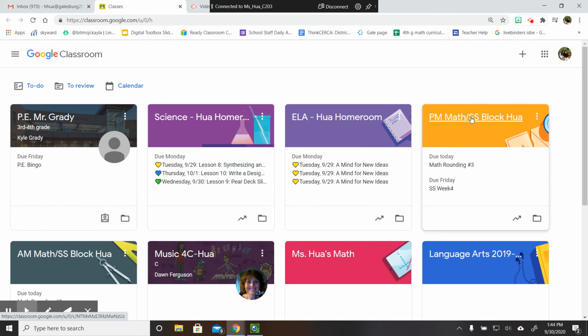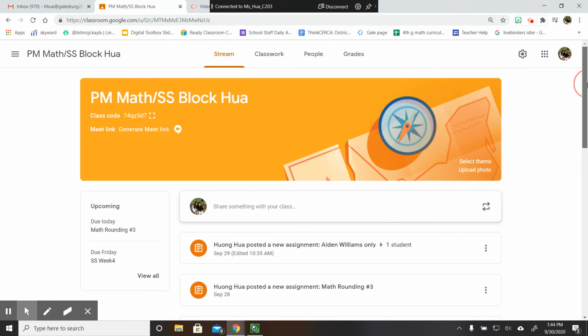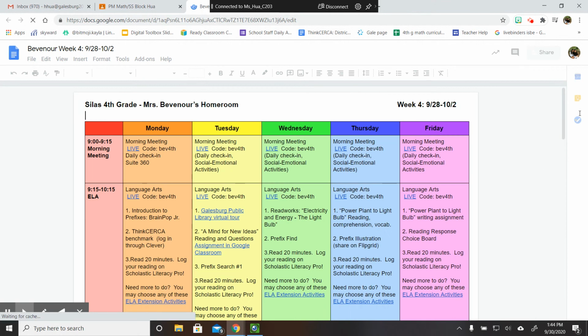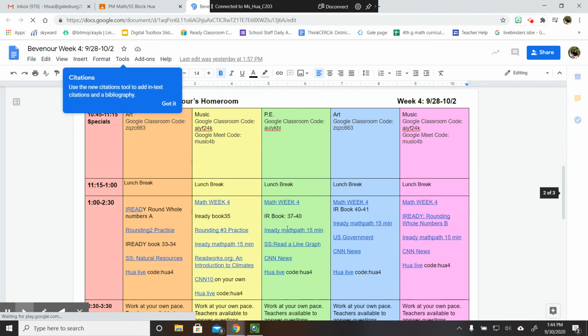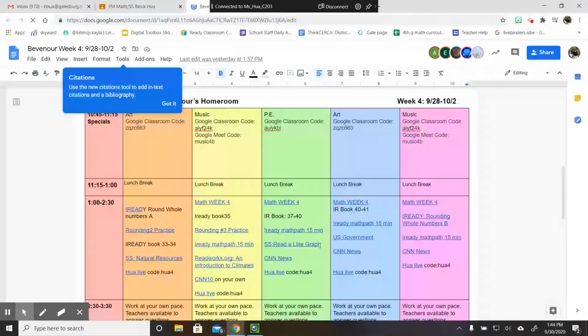All right, I am on the PM math. I'm going to look for the schedule, that colorful pattern of schedule. I pull it up. Now I'm going to look for Wednesday and I'm going to pull all the way down to the bottom to 1 o'clock. And I am going to look for SS, read a line graph. Do you see that? SS, read a line graph. Aiden, are you lost? You got it? Okay, go into Wednesday, SS Read a Line Graph.